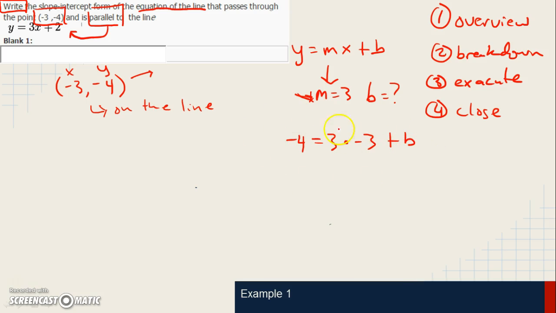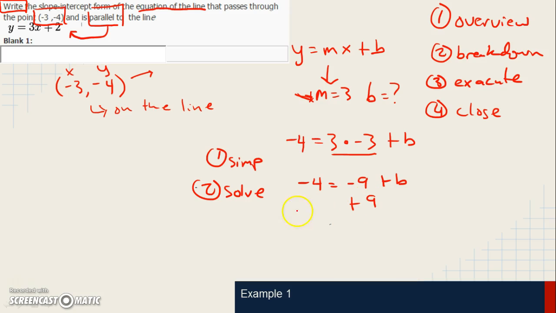When we're solving this type of equation, the first step is to simplify. We can simplify the right side because we know what 3 times -3 is. It's -9 plus b. And now the second part is just to solve using inverse operations, which we know how to do. We eliminate the -9 by adding 9 to both sides. We can combine these to 5. And what's left here, since these go to 0, is just b. So we've figured out what b is, or our y-intercept is. It's 5. So I'm going to write this up here so I don't forget it.